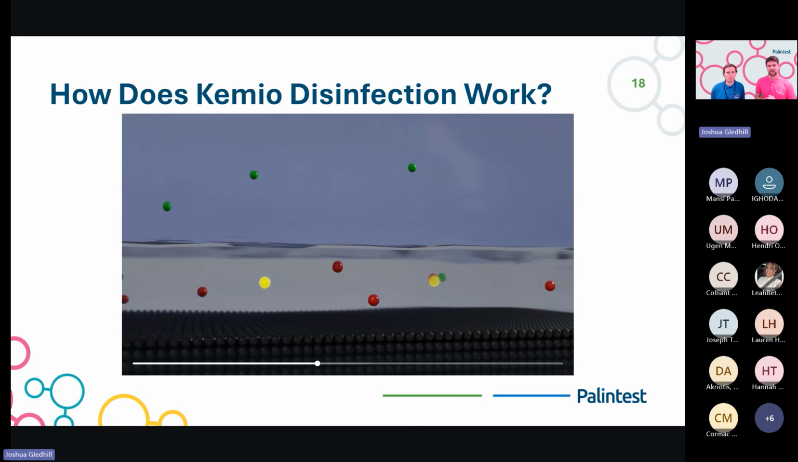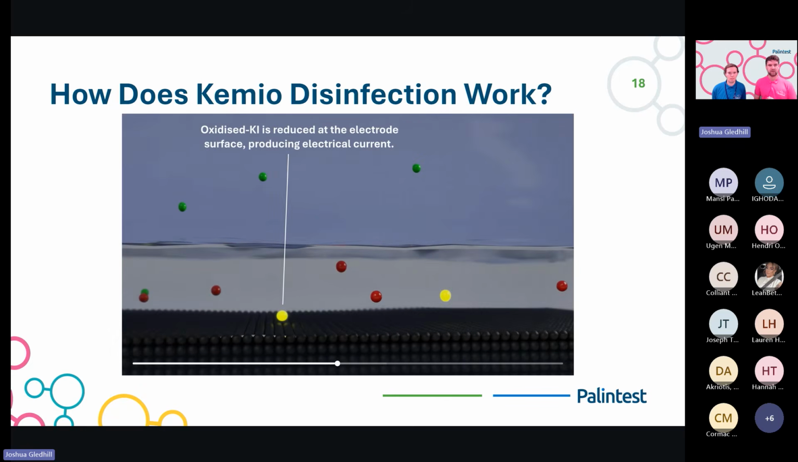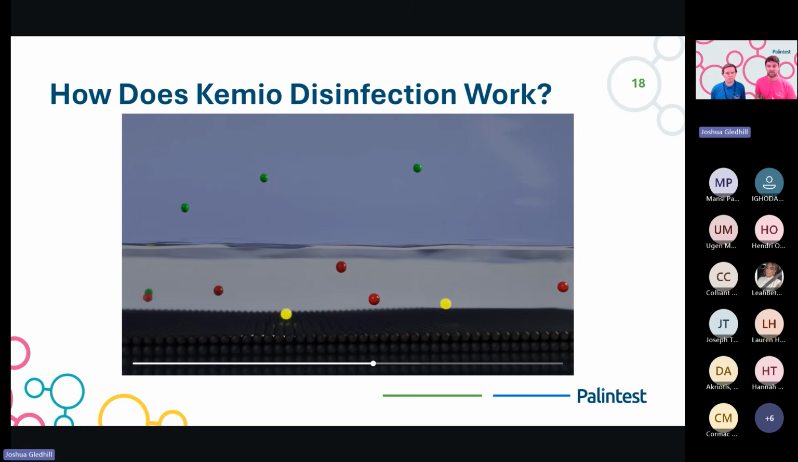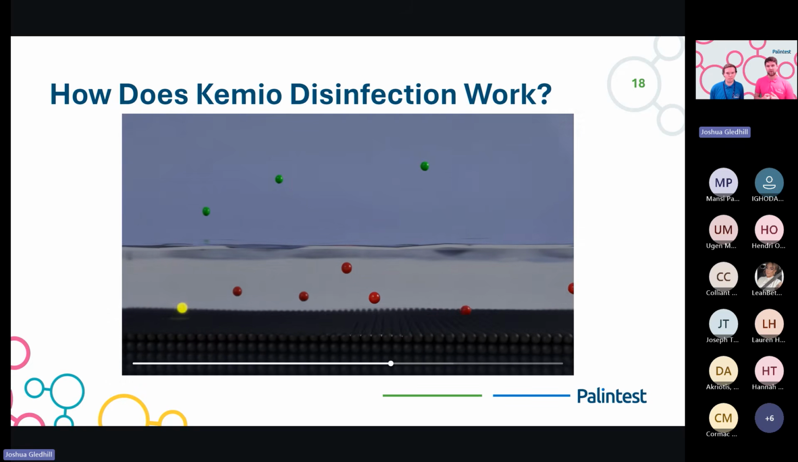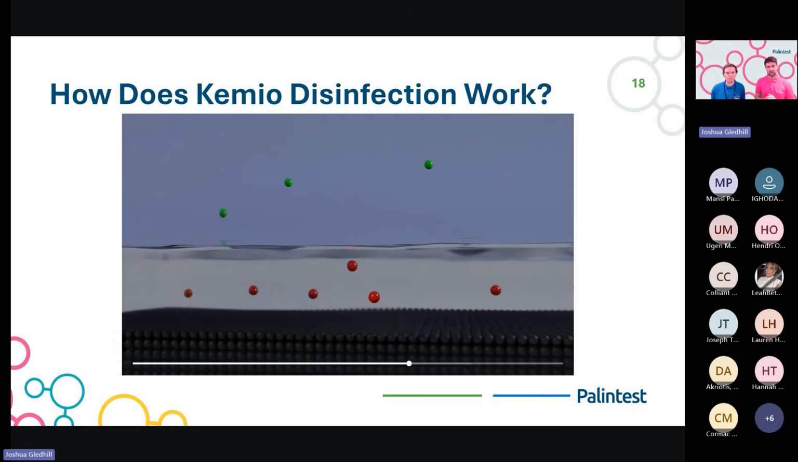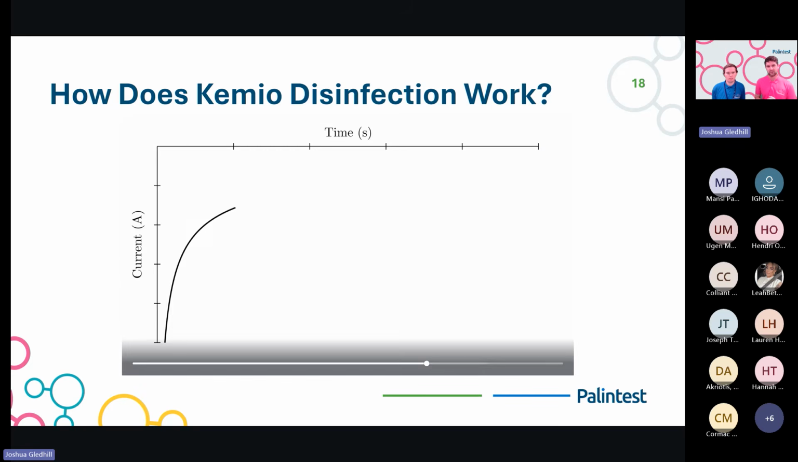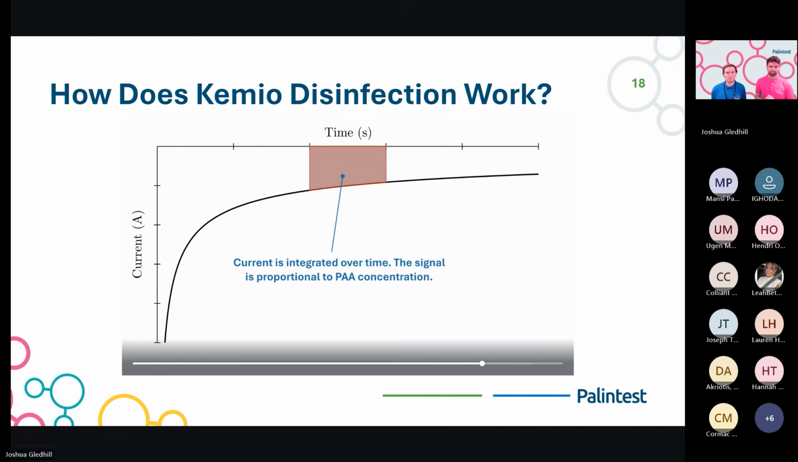From here, you can see the electrochemical reaction visualized. So the electrons have now reached the surface, and this is producing an electric current. And then that electric current is measured over time, and you'll see that in a lovely graph in a second. So we measure the current over time, and it's this current over time that we use to infer PAA concentration.